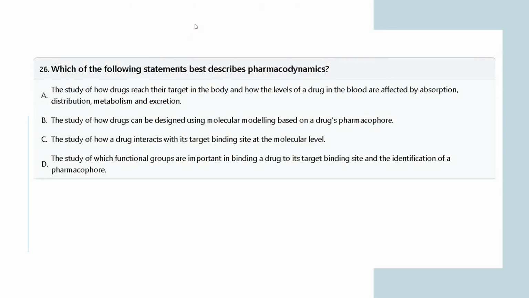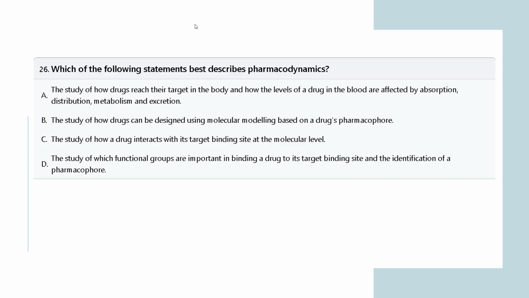Now going to a similar term, pharmacodynamics. The question says, which of the following statements best describes pharmacodynamics? A: the study of how drugs reach their target in the body and how the level of drug in the blood is affected by absorption, distribution, metabolism, and excretion. B: the study of how drugs can be designed using molecular modeling based on a drug's pharmacophore. C: the study of how a drug interacts with its target binding site at a molecular level. D: the study of which functional groups are important in binding a drug to its target binding site and identification of a pharmacophore. So what do you think pharmacodynamics is among these four?